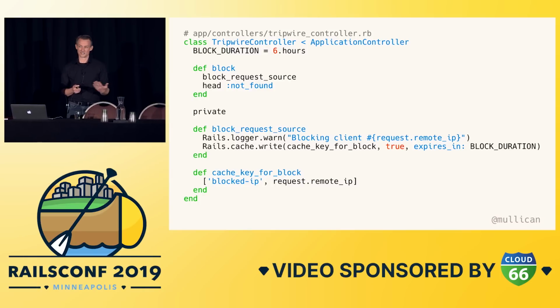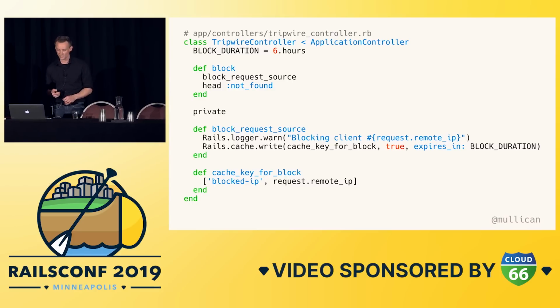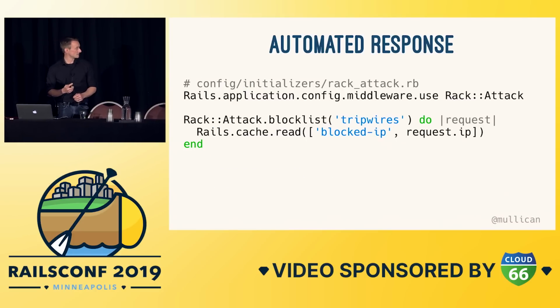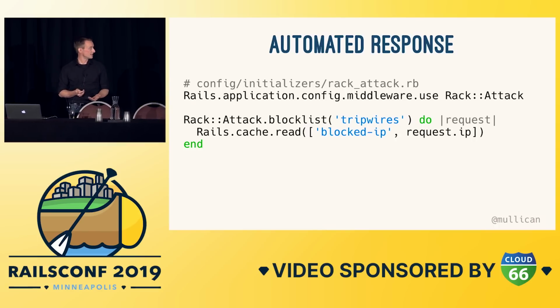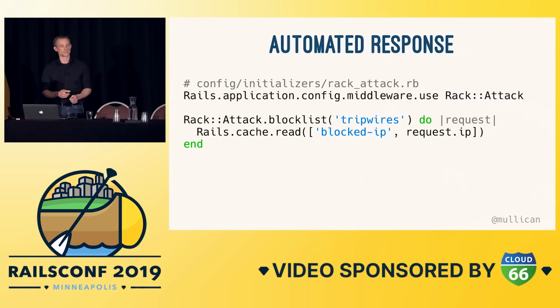So here, I stick the IP address that hit this route in a cache entry. I give it an automatic expiration so it doesn't grow forever. And then I can use the Rack::Attack gem to read that cache entry and deny access to the IP address for the time that it lives. So very simple, very easy and free to implement, and it reduces the attack surface of my application.